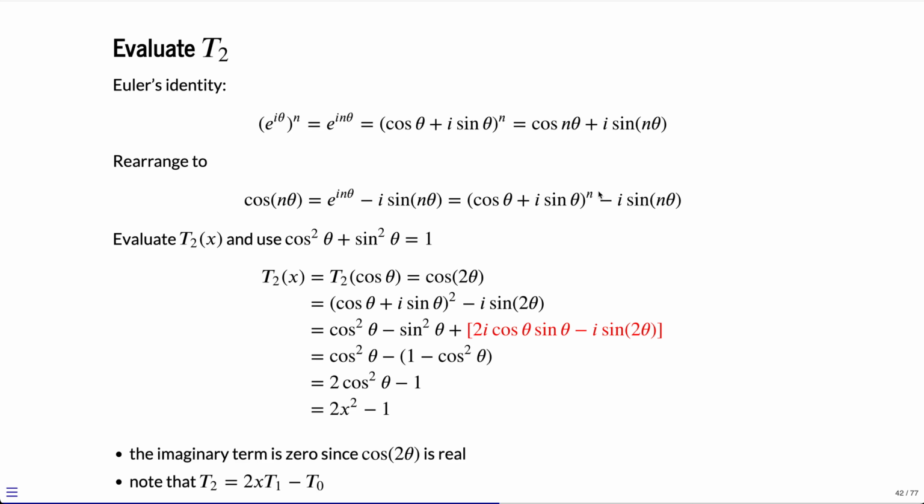this relationship. So if n is 2, we can expand this quantity, square it, and if we collect the imaginary components here, which will cancel because the Chebyshev polynomial is real, then using this identity cosine squared theta plus sine squared theta equals 1, we can replace this sine squared theta, write it in terms of cosine squared theta, and then we get this quantity here, which is just the T2 that came from our recurrence relationship.